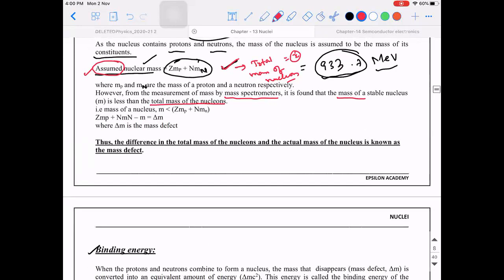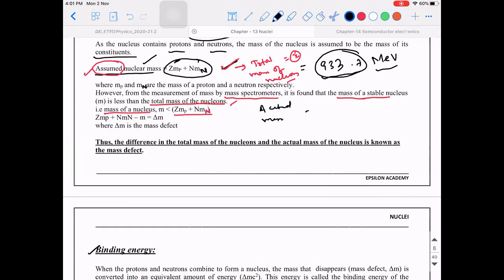There's a very, very important point. Concentrate. However, from the measurement of mass by mass spectrometers, it is found that the mass of a stable nucleus M is less than the total mass of the nucleons. So, the actual mass of the nucleus is definitely less than Z times Mp plus N times Mn. The reason for it we will see. Okay. So, if I call the actual mass as M, observe.